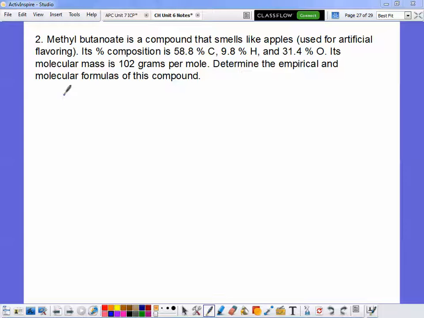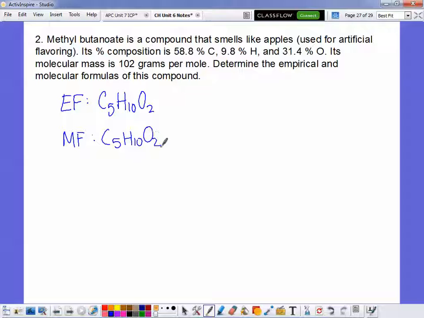All right, so when you actually calculate the empirical formula, you should get C5H10O2, right? I'm trying to remember it off the top of my head. C5H10O2, which also is the molecular formula. All right, so when you do the math, make sure you can get to those answers. And if you can't, please ask for help, okay?